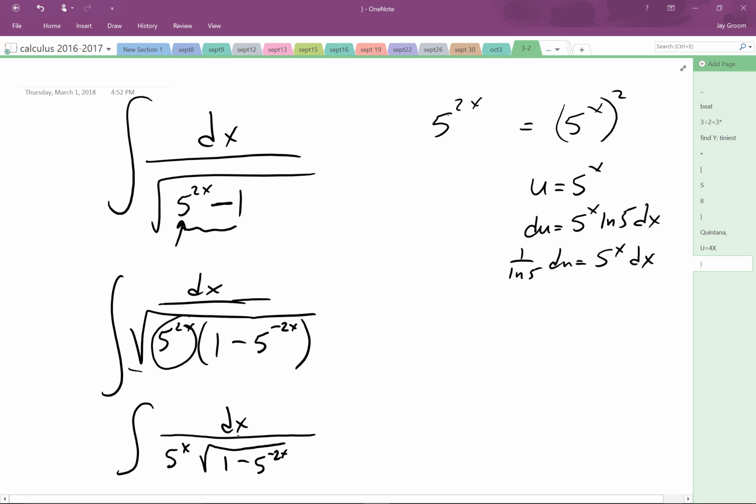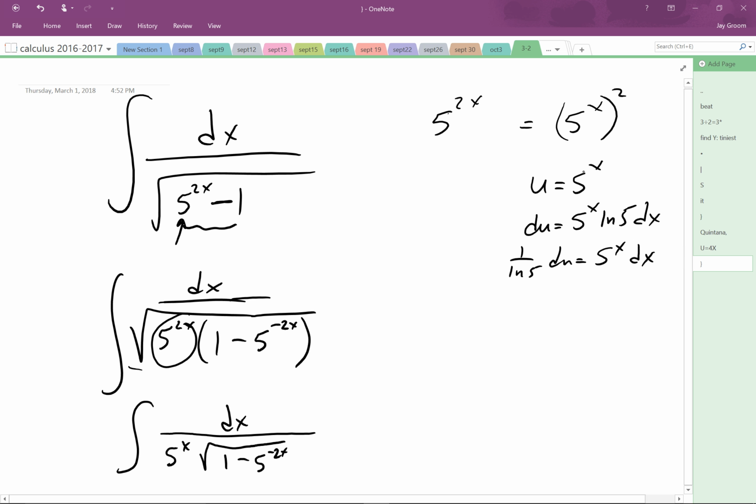Well, that makes me a little happier because up here I was doing the right thing, but what if I made it 5 to the negative x as my u this time? You with me? So what's that going to give me? Well, what's the derivative of 5 to the negative x, do you think? Do you feel like there should be a negative floating around in there? I feel like there should be. And what would it be? It would be negative 5 to the x, ln of 5 dx.